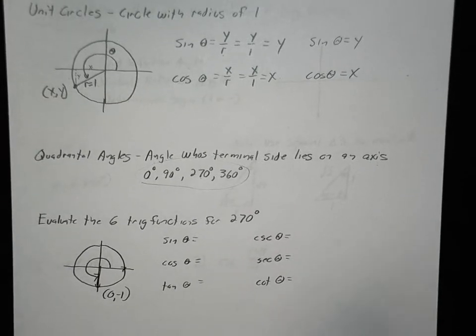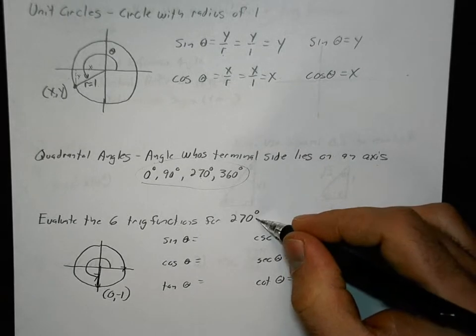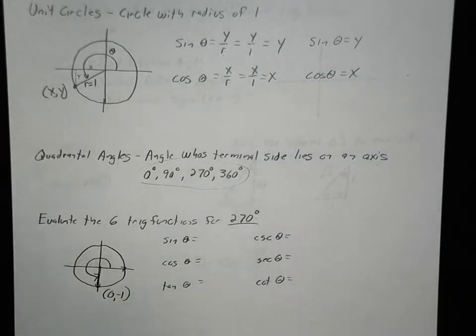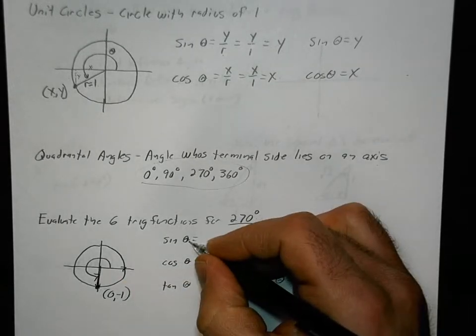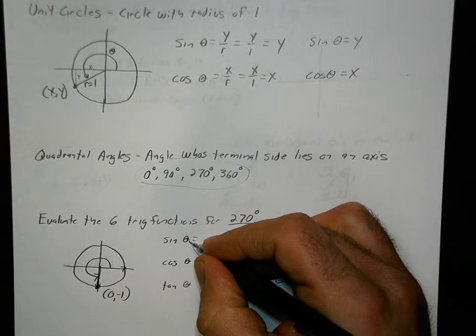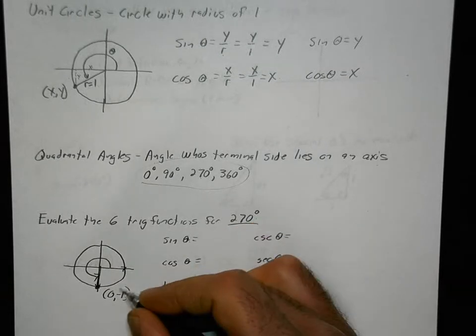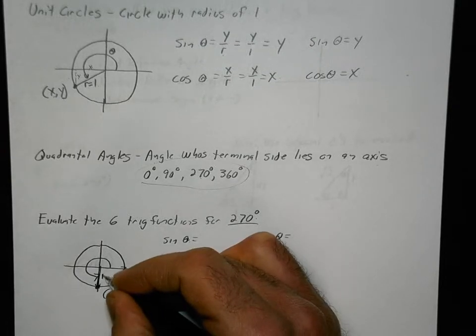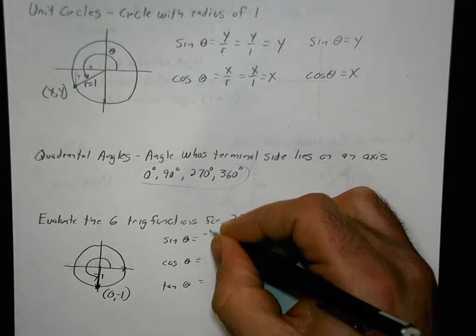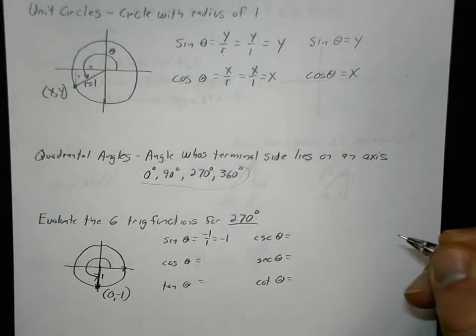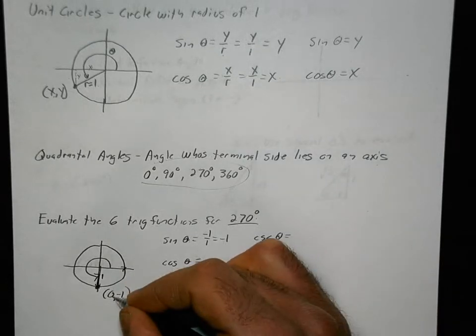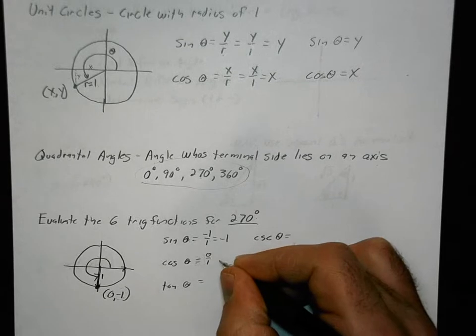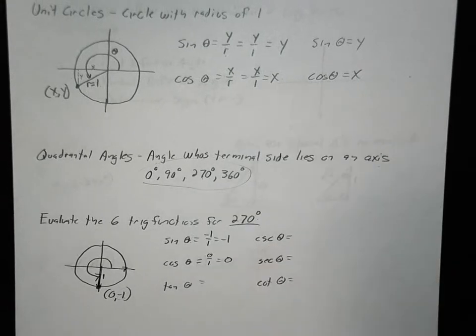So if I was to evaluate the 6 trig functions for a quadrantal angle, like 270 degrees, I'd have to look at it a little more closely. So the sine of theta, remember sine is the y-coordinate over the radius, so it'd be -1. In this case the radius is 1, it's a unit circle, so it'd be -1 over 1, which is -1. The cosine of theta is the x-coordinate, 0 over 1, which is 0.